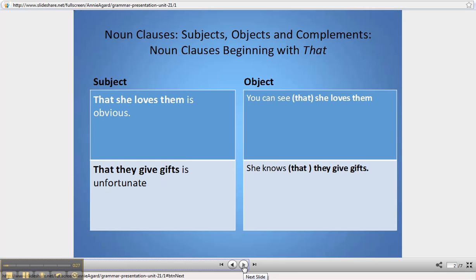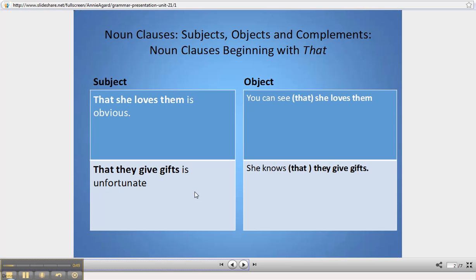A clause has its own subject and verb inside it, and a phrase doesn't necessarily have a subject or doesn't necessarily have a verb. And in these noun clauses, you can see each clause has a subject and a verb inside it. She loves, they give.